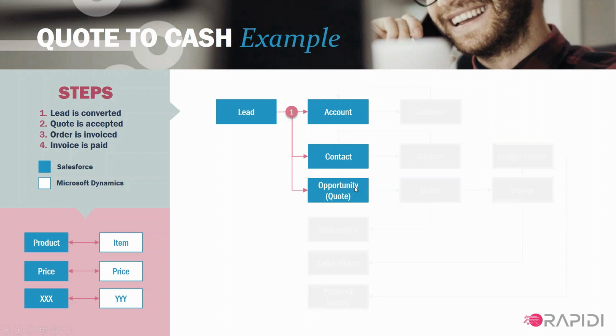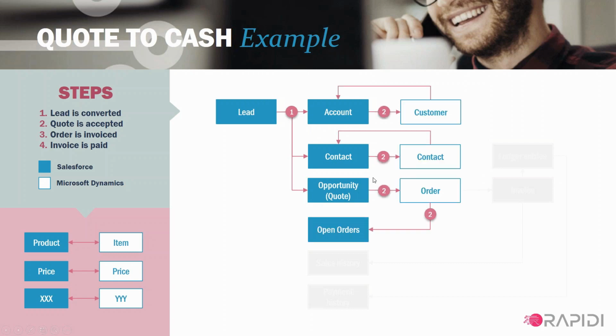Then it's being processed by sales, and when the opportunity reaches a certain stage, it could be closed won, Rapidi Online will pick it up and will create the customer inside of the ERP if the customer does not exist already. The same goes for the contact, and the opportunity would be converted to an order.